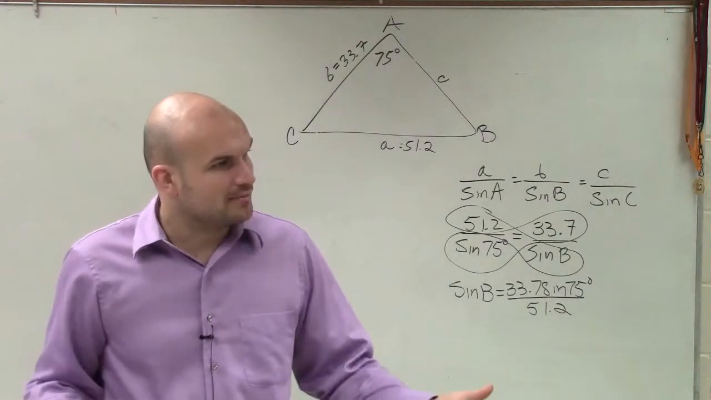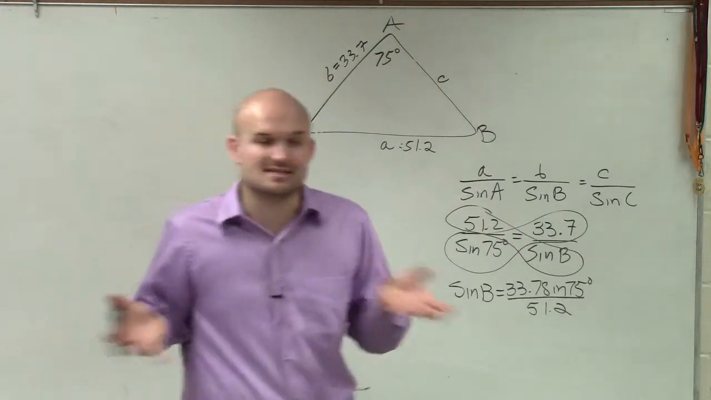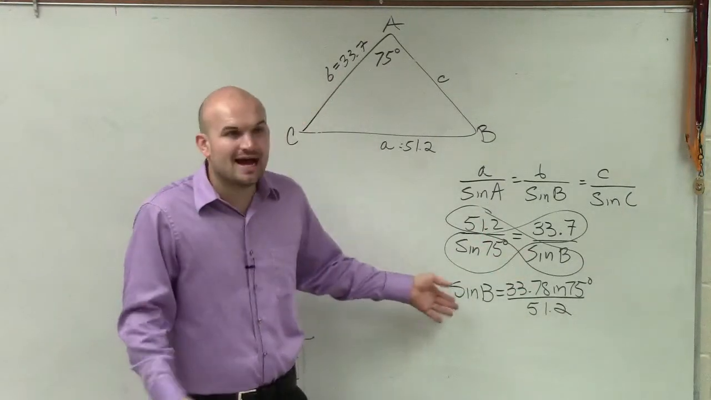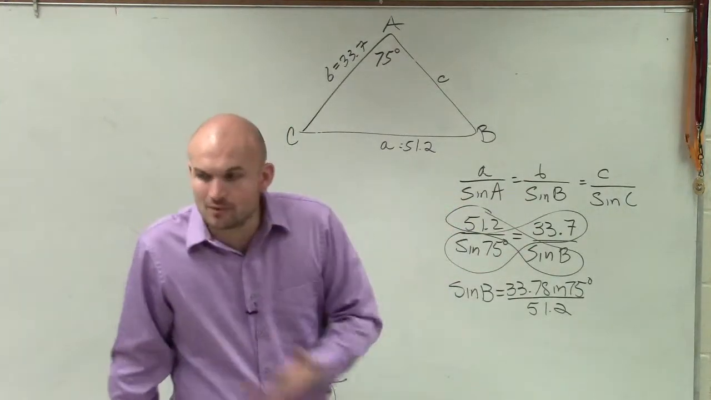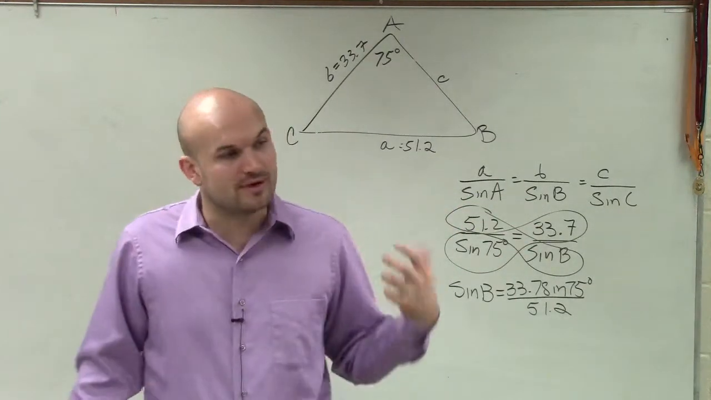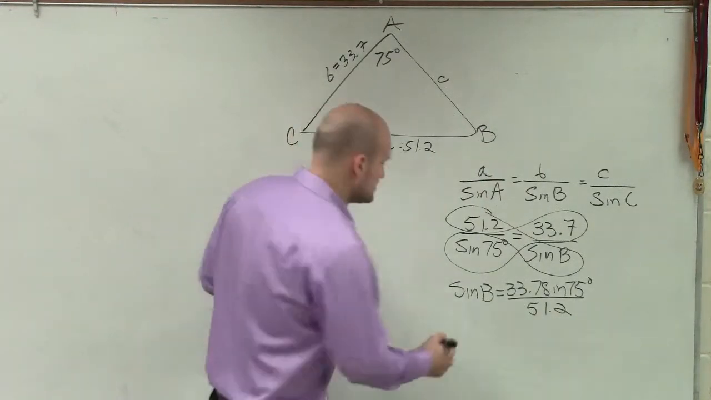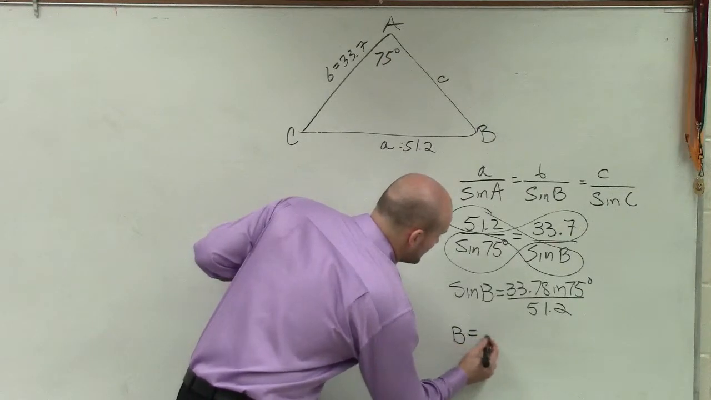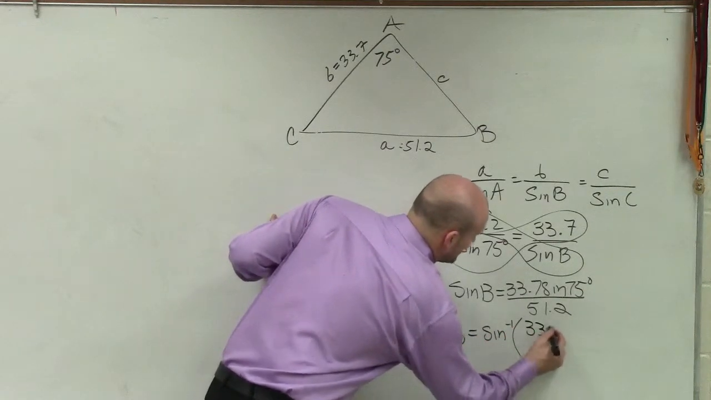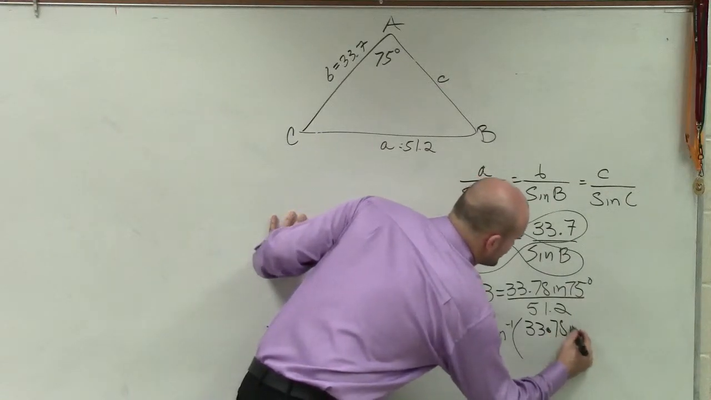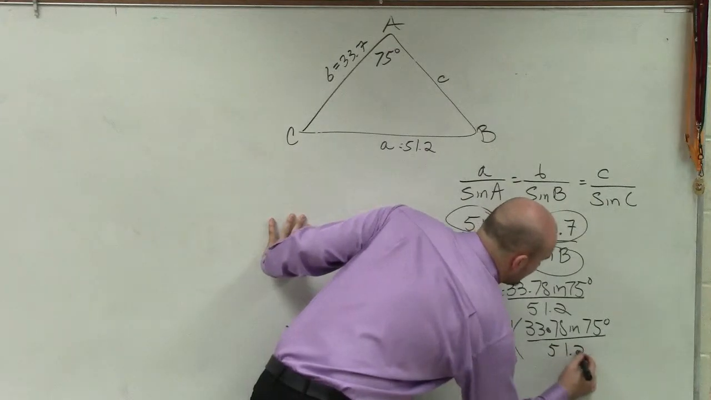Now we have a problem, though, because before it was pretty easy just to solve for a side. It's easy because you just take the sine of both sides and divide. But here I'm trying to solve for B, but it's the sine of B. So if you guys remember what we talked about, when I have the sine of B, to find B, I need to take the inverse. So therefore, B equals sine inverse of 33.7 times the sine of 75 degrees all over 51.2.